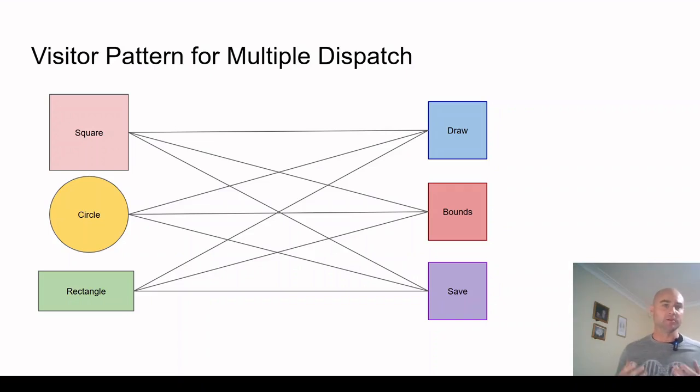The visitor pattern is a way of performing multiple dispatch, and what that means is that if you have two different types of things and you need to perform an operation specifically on that pair of things and you don't know from the calling code which kind of thing they are, well, the visitor pattern is a way of performing that multiple dispatch so that you can choose one of the 9 different operations.